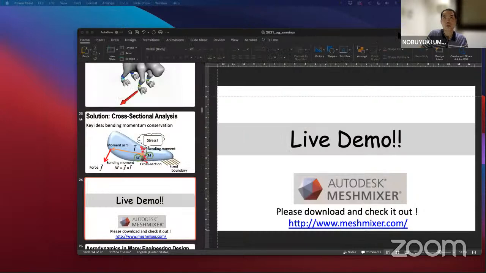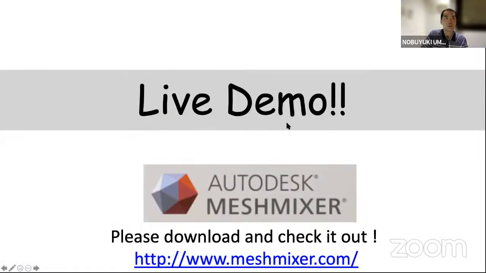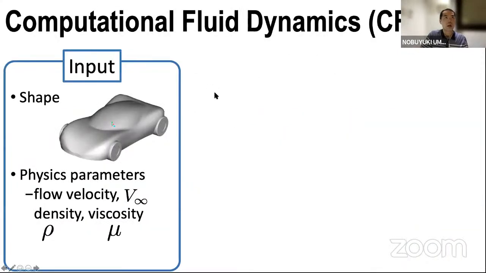Okay, that's a demo. So we talked about sound, deformation, stiffness, and structural robustness, but aerodynamics is one of the most challenging topics in engineering design. Aerodynamics has a wide range of applications such as car design, but it's still a very difficult problem. Typically, computational fluid dynamics, or CFD, is used to find out the performance of a 3D design.